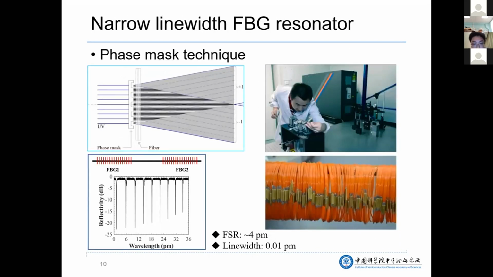We use the phase mask technique to write the FBG-FP. The FSR is about 4 picometer and the resolution is about 0.01 picometer.